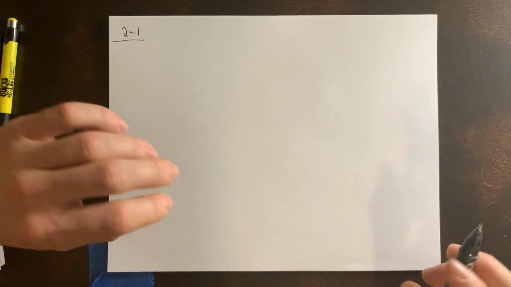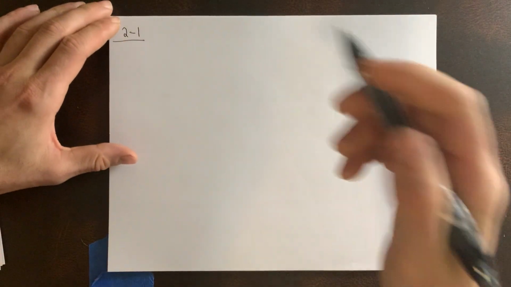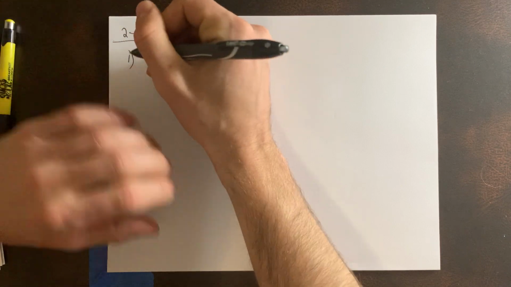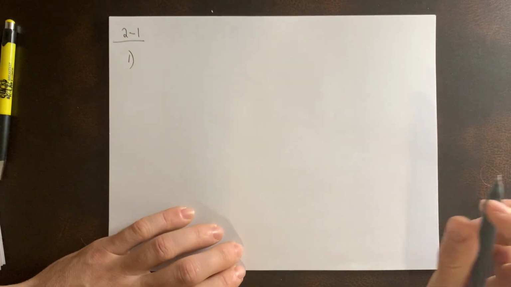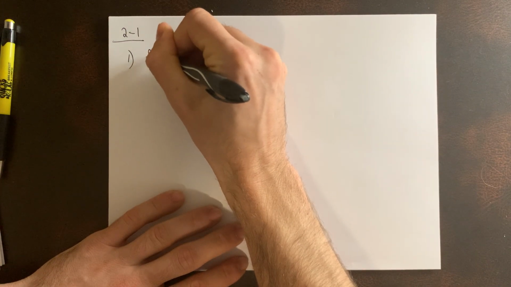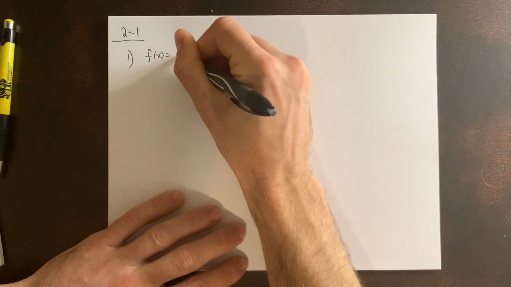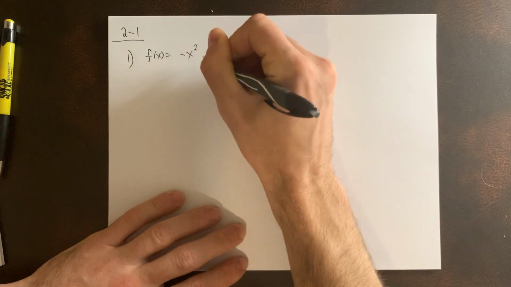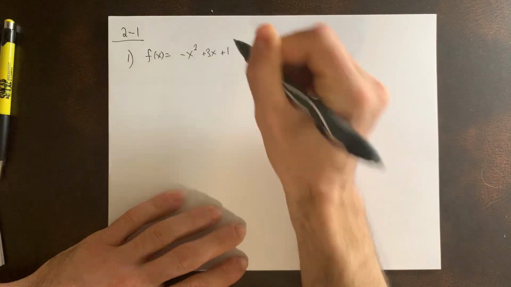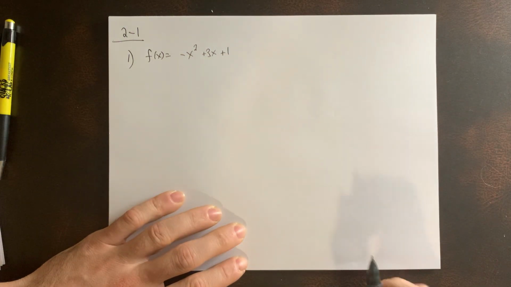Okay, section 2.1. Basically, this section just contains review from previous sections that we've done in this class. So we're just going to go over a couple of example problems, but most of these problems shouldn't be new. This is stuff we've done in the first chapter. So for this first one, say we have some equation. f of x is equal to minus x squared plus 3x plus 1. And we want to find a couple of things.